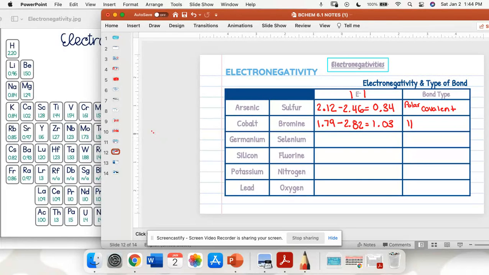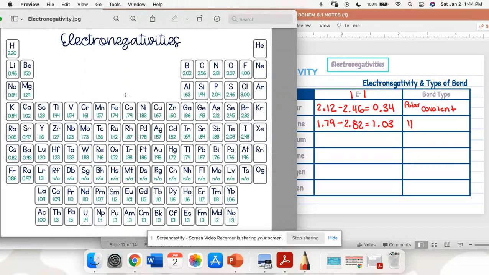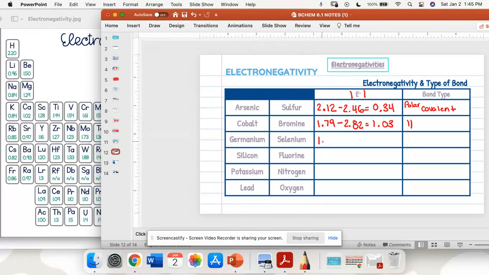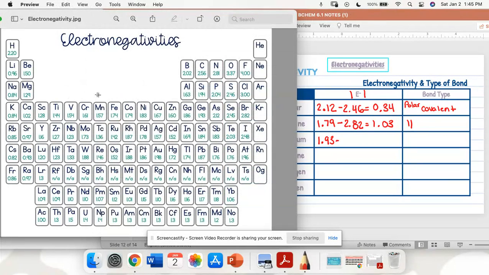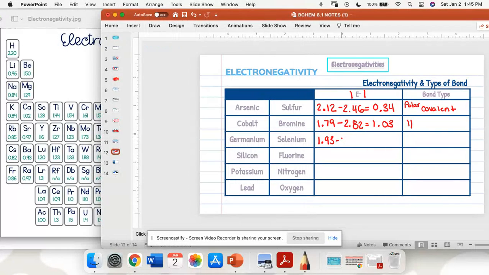The next one, germanium, which is right here, is 1.93. And selenium, which is Se, is 2.45. And this comes out to 0.52, which is also, if you go back to that previous slide, in the polar covalent. So I'm going to write that little ditto mark.